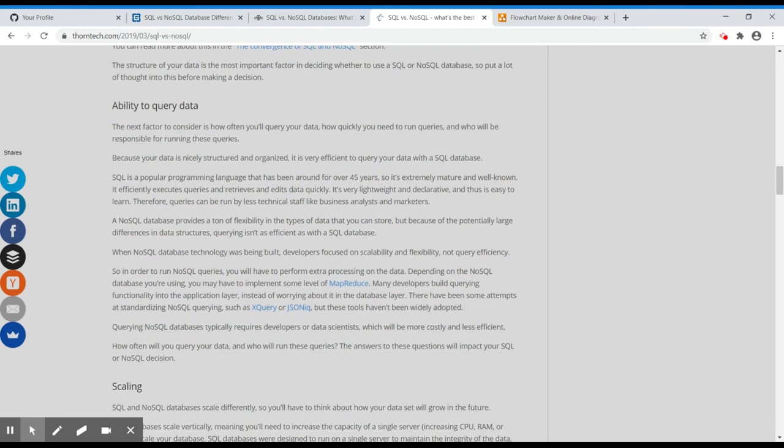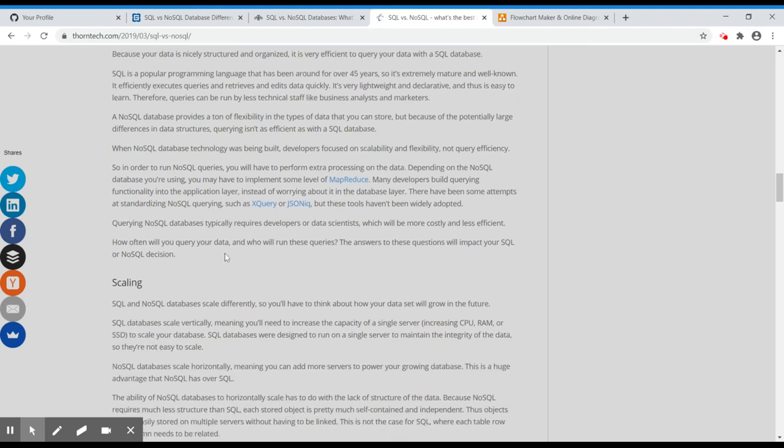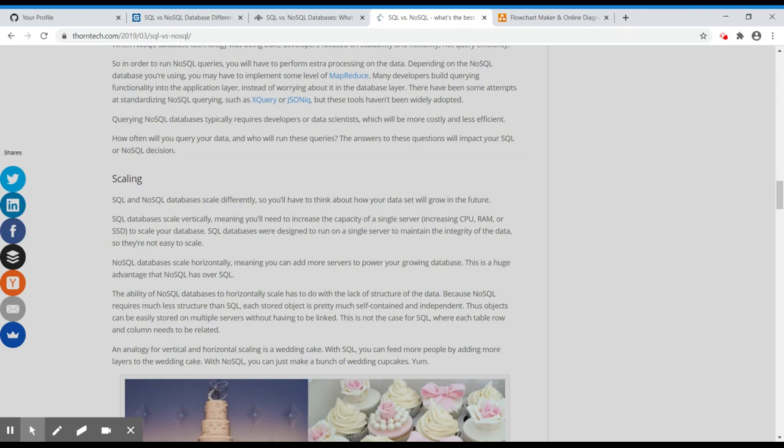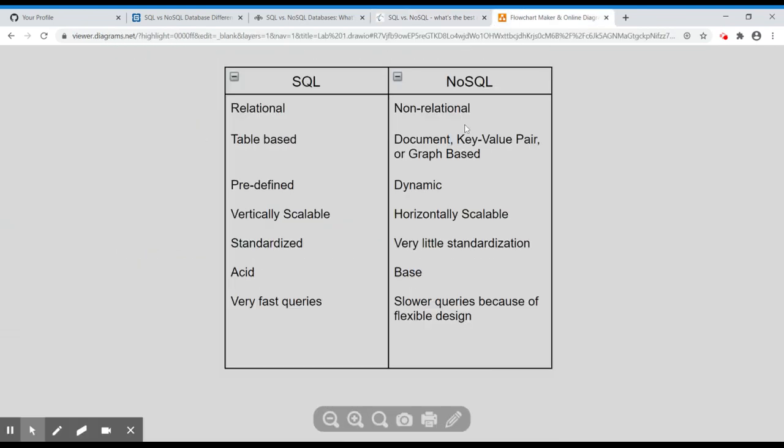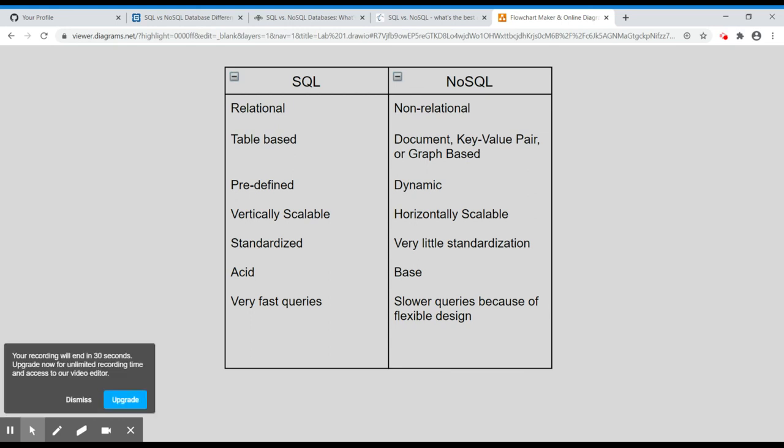Generally, you want to use SQL if you have to query the data a lot, because it's a lot more efficient at that because of how structured it is. And then back to how they scale differently. So here are the main points from this. SQL: relational, table-based, predefined, vertically scalable, standardized, ACID, and very fast queries. NoSQL: non-relational, document, key-value pair, graph-based, dynamic, horizontally scalable, very little standardization, BASE, slower queries because of flexible design.